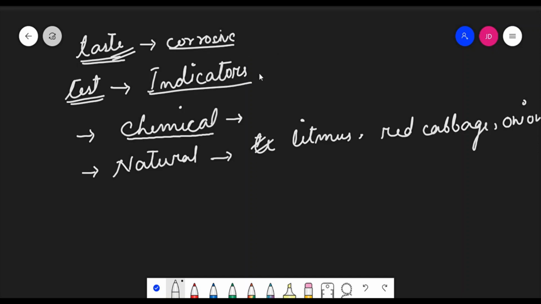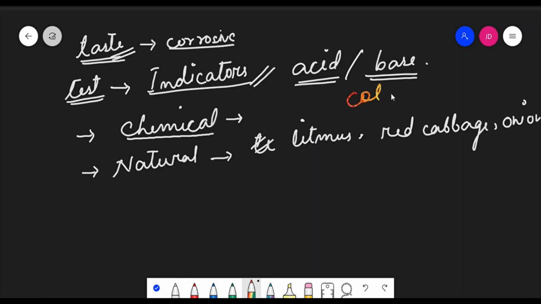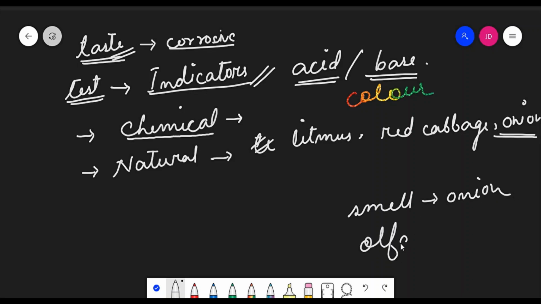Here, when I say indicators, what is their function? Their function is to tell us whether something is acidic or whether it is basic in nature. How does it do it? It can do it by either changing the color or maybe by changing the smell. So here our onion changes the smell when put in acidic medium. Smell for onion. Hence we call it an olfactory indicator. Olfactory indicator. Olfactory means related to our nose.